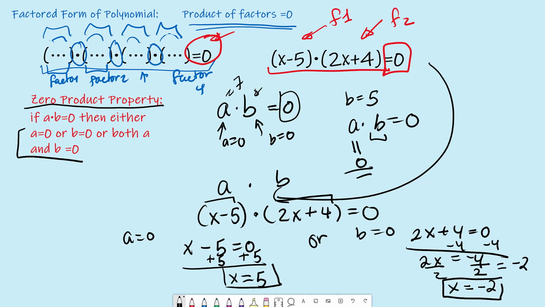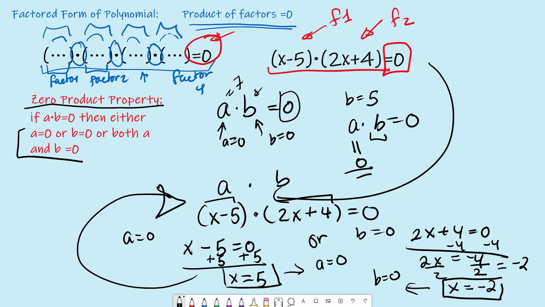And since these two solutions make one of the factors equal 0, right? This one makes A equal 0, and this one makes B equal 0. These are actually solutions for this combined equation. So if we insert x equals 5 here into our equation, we get 5 minus 5 in parentheses, which is just 0.